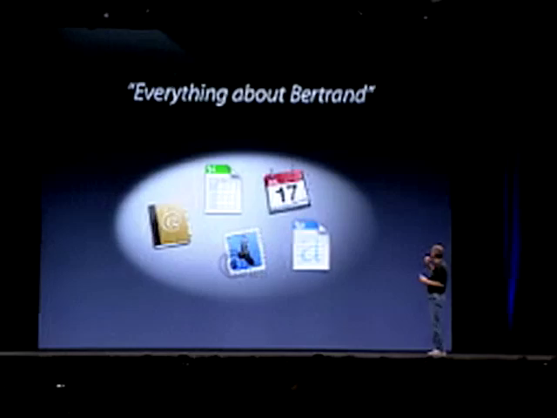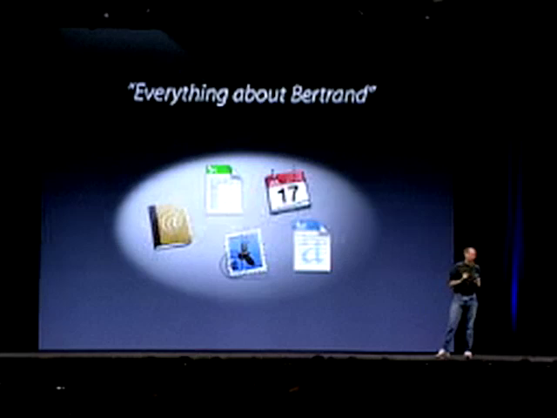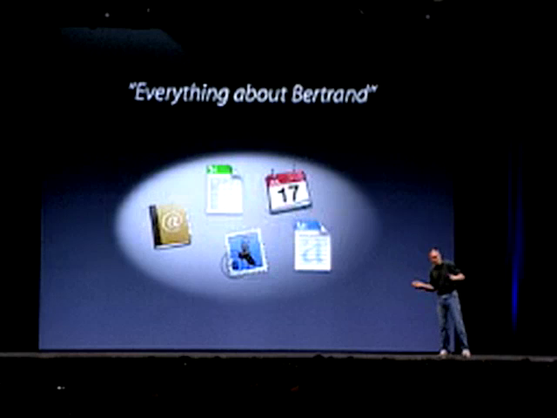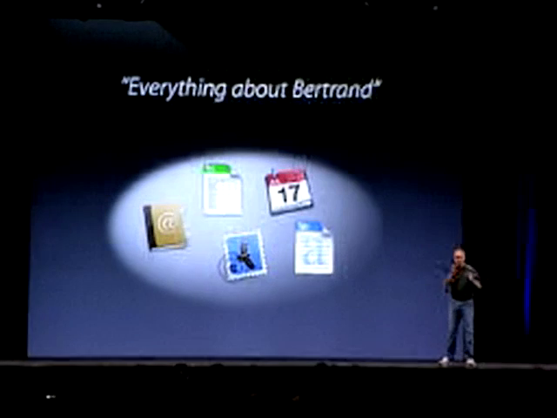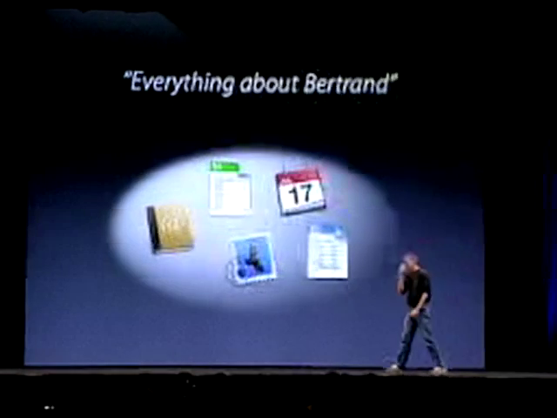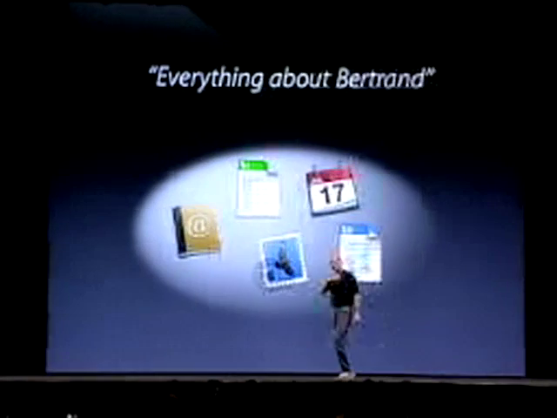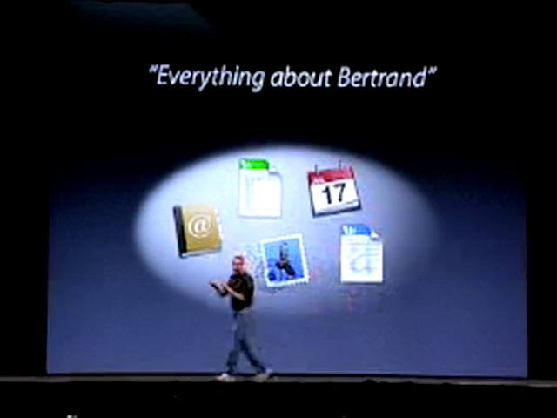But what if I want to do something like this? Give me everything about Bertrand. Any documents I've got, any mail messages, his contacts, any calendar events I've got scheduled. I'd have to go to all these apps, and even though it's really fast within each app, I still have to go to 3 or 4 apps, 5 apps, to check everything out. Wouldn't it be great if I didn't have to do that?